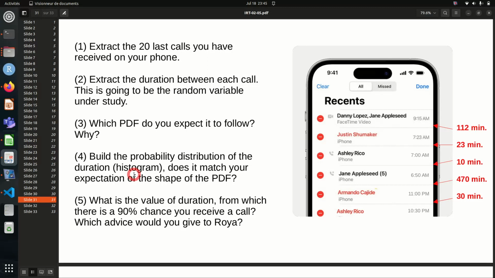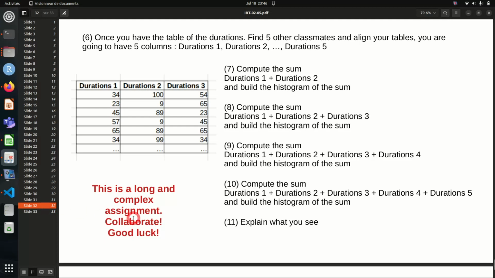So if you say, for instance, okay, the last call I received was 3 hours ago, and now there is a 90% chance that I receive a call soon. The consequence is, nobody has called me for 3 hours, but it's going to come soon, okay? There is a statistical certainty that it is going to come, and the size of this certainty is 90%. So then, which advice would you give to Roya when she thinks that nobody wants to talk with her?